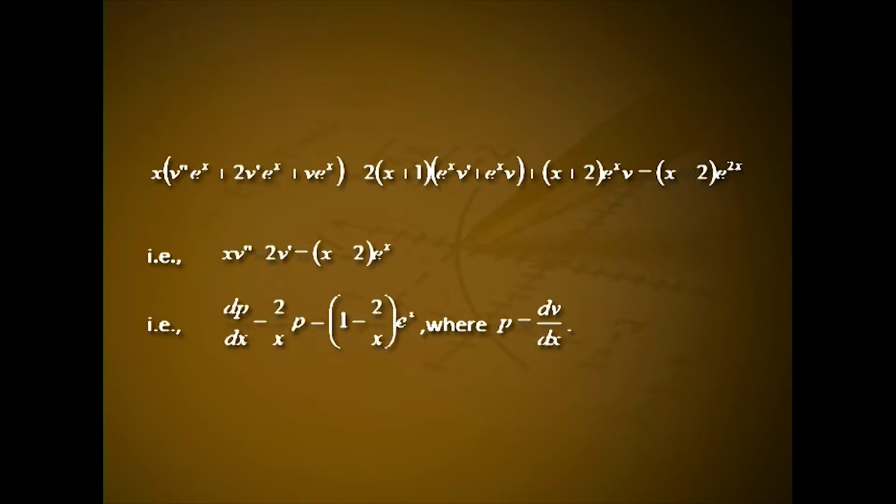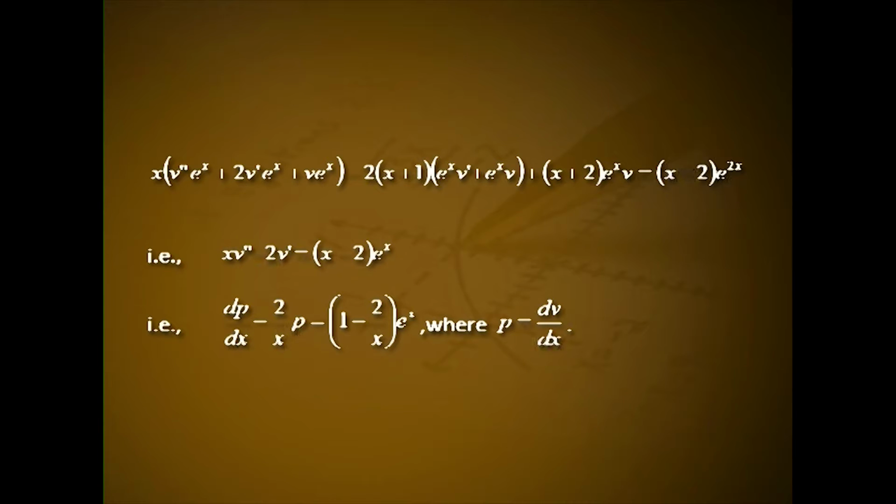Using these values of y, y dash and y double dash in the given equation, it becomes x into v double dash e raised to x plus 2v dash e raised to x plus v e raised to x minus 2 into x plus 1 into e raised to x v dash plus e raised to x v plus x plus 2 into e raised to x into v is equal to x minus 2 into e raised to 2x. That is x v double dash minus 2 v dash is equal to x minus 2 into e raised to x.